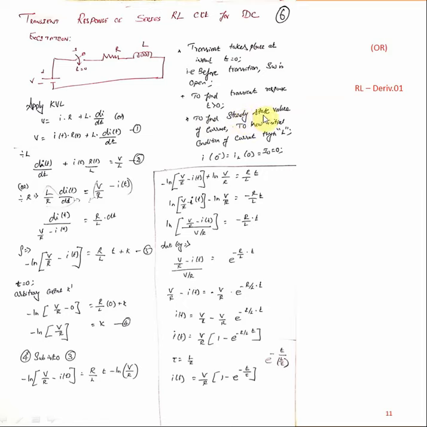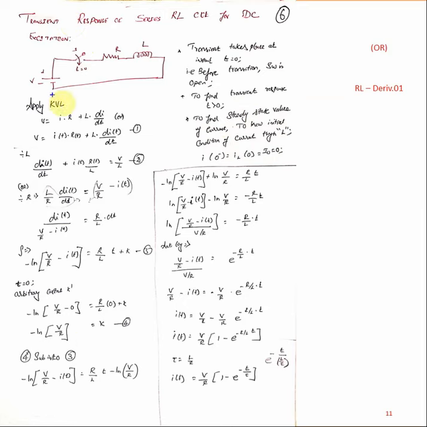To find the steady state value of the current, you need to know the initial condition of the current. So what is the initial condition? Initially, at the point of closing, it is 0. So the initial condition is 0. Let's learn how I have derived this.